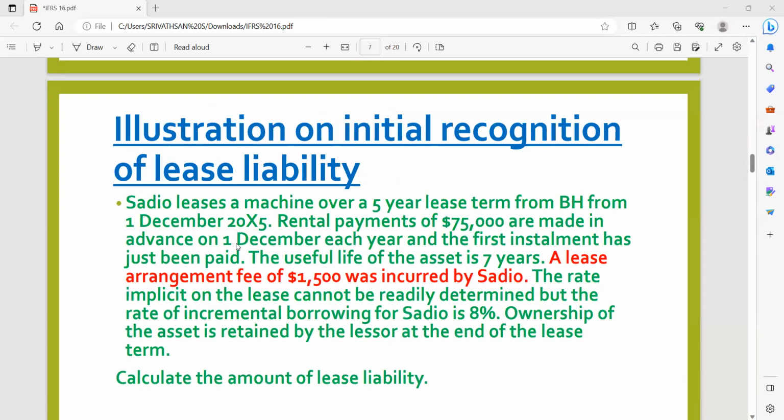So let's look at an illustration on how to initially recognize a lease liability. Sadio leases a machine over a 5-year lease term from BH from 1st December 2015. So here Sadio is the lessee and BH is the lessor. Rental payments of 75,000 are made in advance on 1st December each year, and the first installment has just been paid. So in this case, the fixed payment component is 75,000.